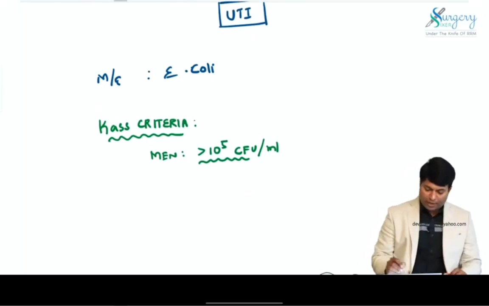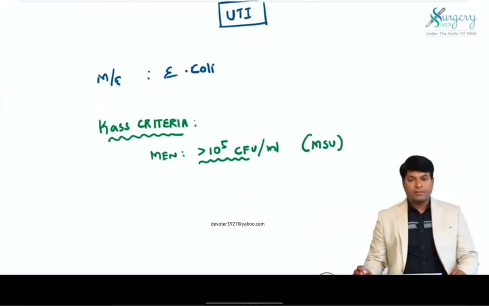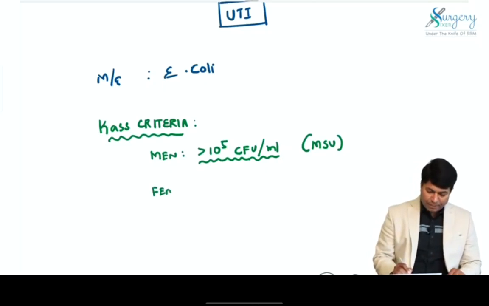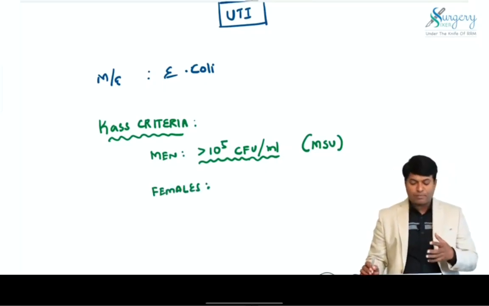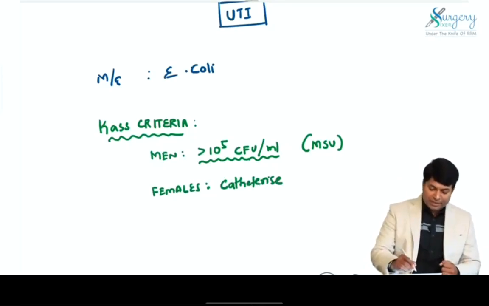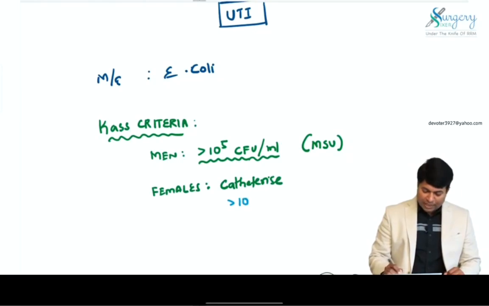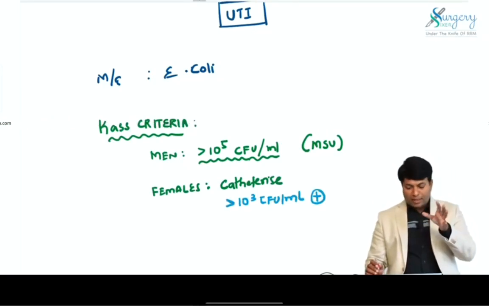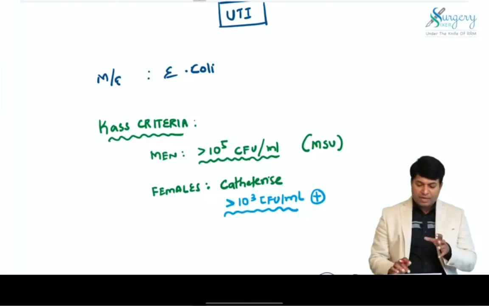In a midstream sample of urine. So please remember this is a midstream sample of urine. When there is 10 to the power 5 colony forming units per ml, it is said to be urinary tract infection. In females, we cannot take a midstream sample of urine. So what do we do? We catheterize them, and urine is taken out from the catheter. When it is more than 10 to the power 3 colony forming units per ml, it is said to be positive. So when you have a catheter, the number of units is 10 to the power 3. In men, midstream sample of urine is 10 to the power 5.